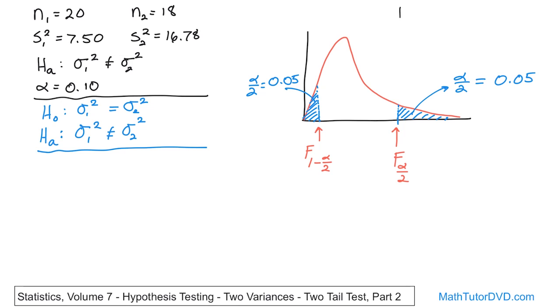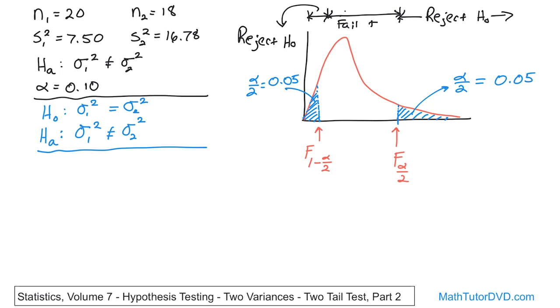So let's just refresh your memory. If the test statistic falls here, we reject the null hypothesis, anywhere over there. If the test statistic falls anywhere here, we also reject the null hypothesis, and if the test statistic falls anywhere in the middle, I'll just draw it like this, we fail to reject the null hypothesis. So that divides it into our three regions.